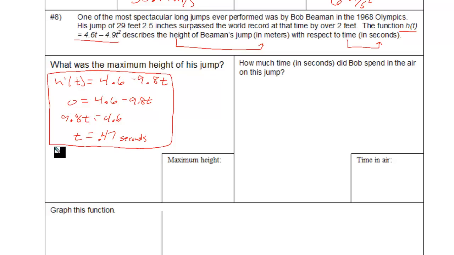How do we know this critical value is a maximum? This is a parabola. Its t squared is the biggest exponent, and it's negative. If it's negative, that means this opens down, which means this critical point has to be a maximum. So this is the seconds. It asks for the height. Seconds does not measure height. To figure out what the height is, you put 4.47 into the original function.